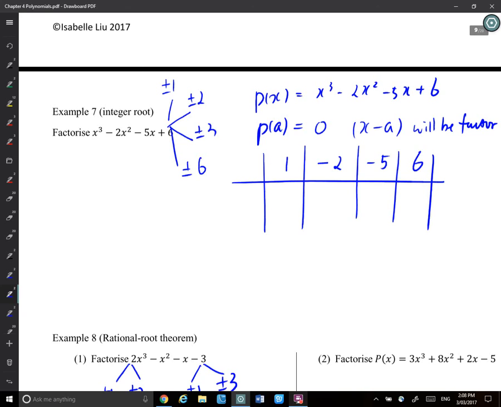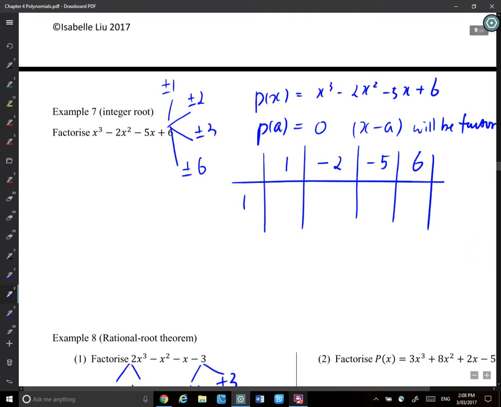I will try a number. 1 is always a good one to try. You start from the smaller numbers to the larger numbers. I'll try 1. The first one always comes down. Then 1 times 1 plus the number on top, which is -2, gives -1. Then 1 times -1 plus the number on top, which is -6. The last one is 1 times -6 plus 6, which gives 0.